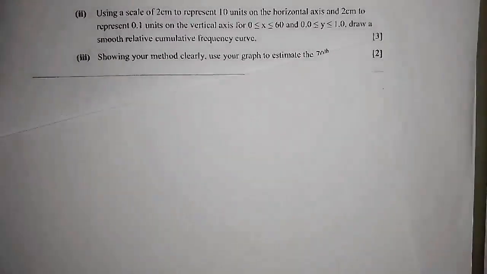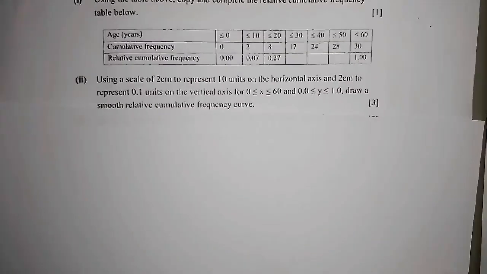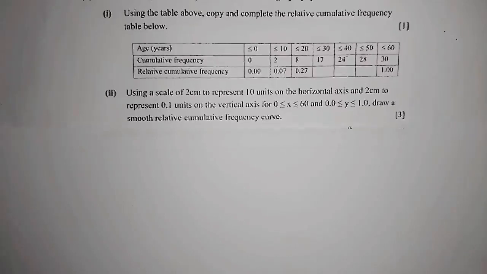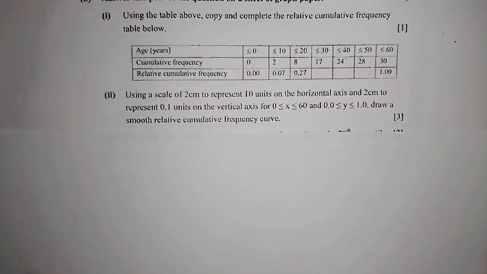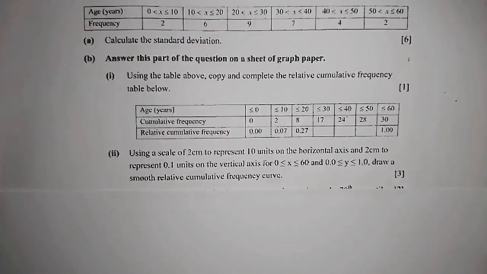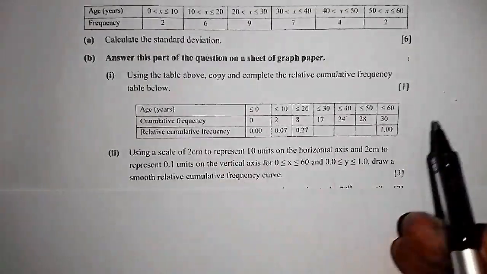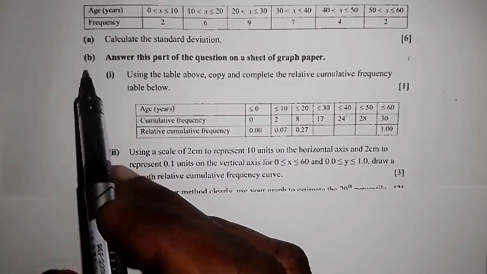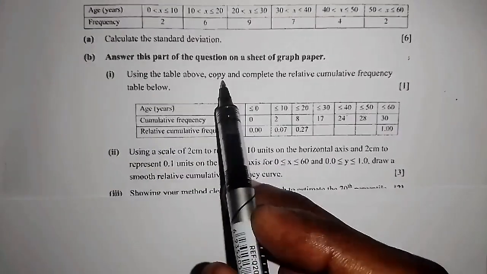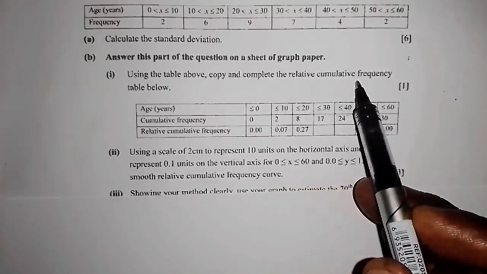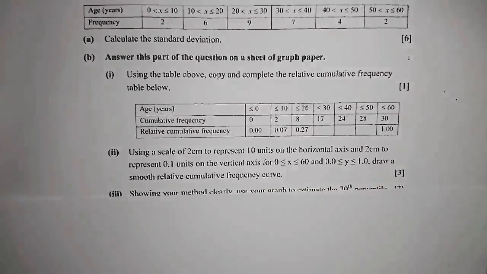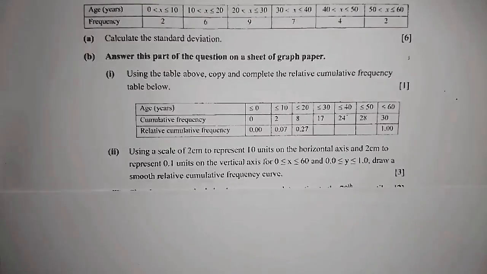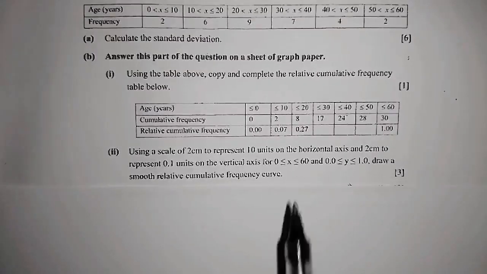The other question that we're supposed to answer is this one. We have answered A, calculate the standard deviation, which carries 6 marks. So now we are on B1. Using the table above, copy and complete the relative cumulative frequency. This is very simple. So just copy it, and then I'll show you how you can fill it in, or rather just complete it.